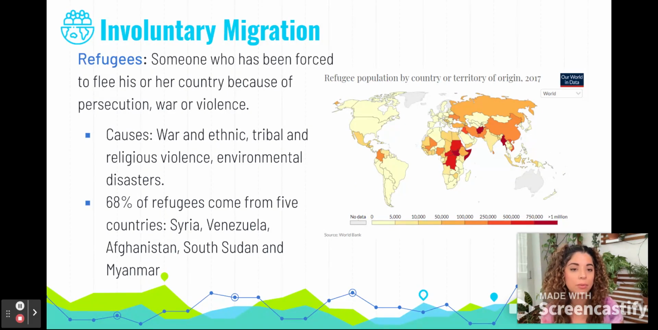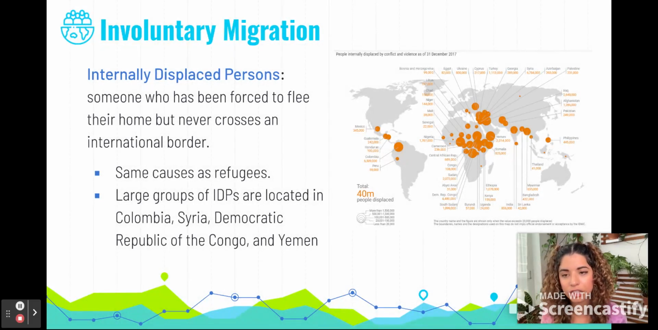So here we can see where migrants are from, right? Where these refugees are from.